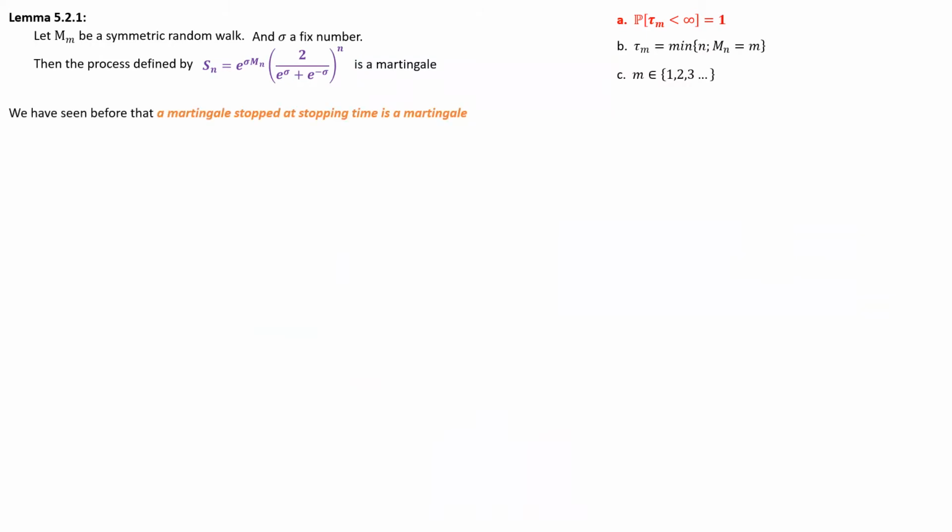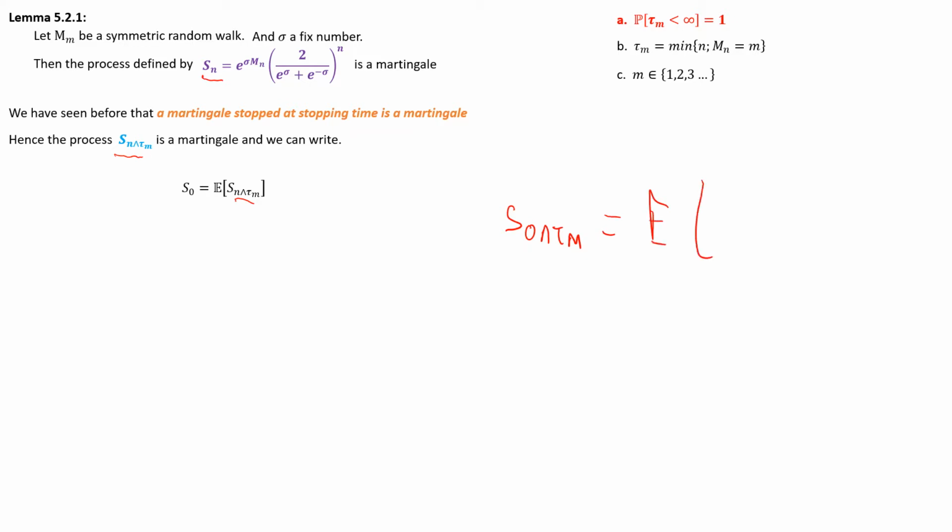So we have seen before that a martingale that is stopped at the stopping time is also a martingale. And so we have shown this process Sn is a martingale, so the process Sn stopped at the stopping time is also a martingale. What this allows us to do is write this expression here. And we can write this because we know this is a martingale. So by the martingale property, we can write that the expected value of the stopped process at any time in the future is equal to its value as we're seeing it today.